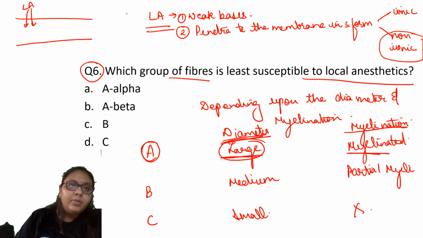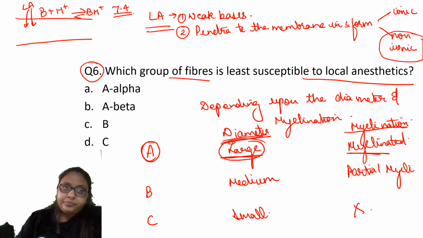Why is it so? Because these are weak bases. The pH here is around 7.4, and it is only in the non-ionized form that they can penetrate the membrane.